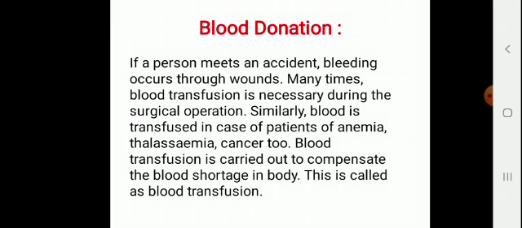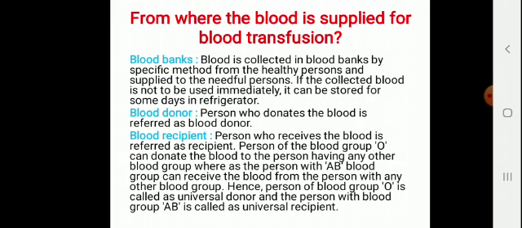The blood is transfused in case of patients of anemia, thalassemia, cancer, etc. Blood transfusion is carried out to compensate the blood shortage in body, and this is called as blood transfusion. From where the blood is supplied for blood transfusion? Blood is collected in blood banks by specific method from the healthy persons and supplied to the needful persons. If the collected blood is not to be used immediately, it can be stored for some days in refrigerator.